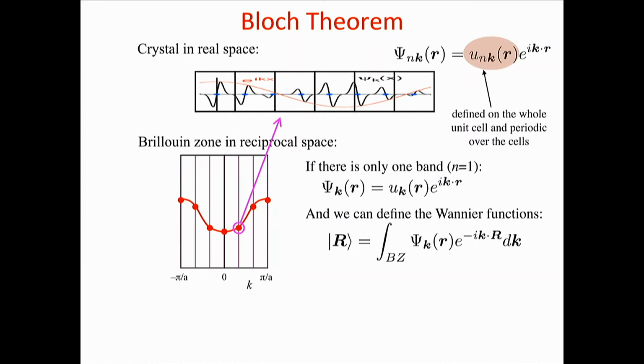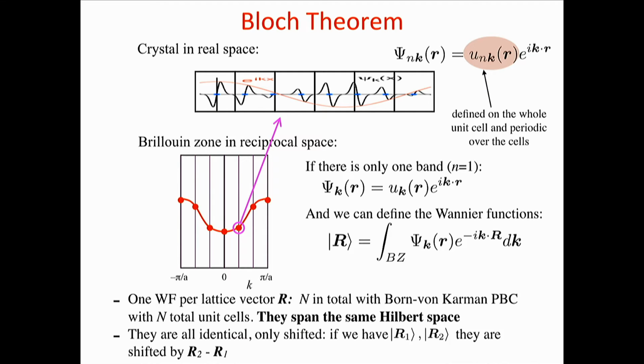So this R is the index which defines the Wannier functions. And what you have is basically a Fourier interpolation of the wave function on each of these k points over the Brillouin zone. And this R is an index which represents the different lattice vectors in real space. Now, a few properties of this. As I said, there is one per lattice vector R.